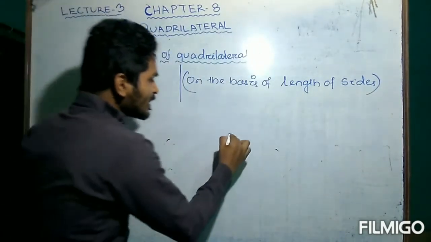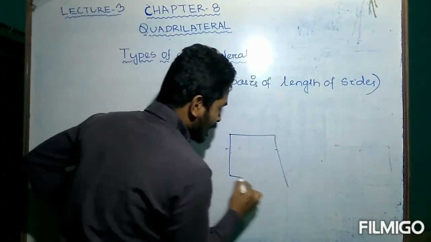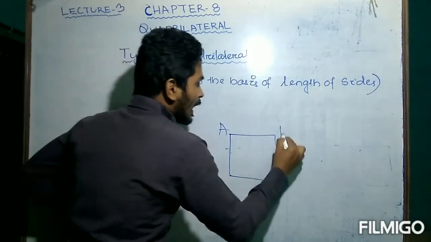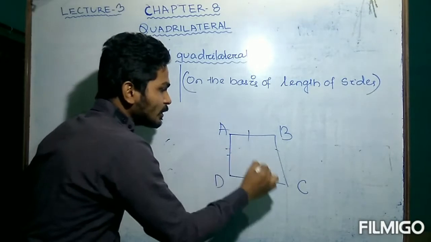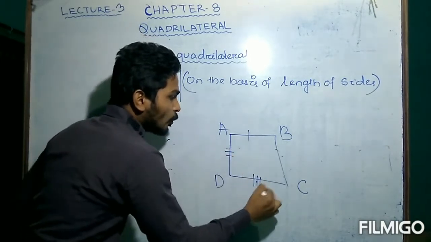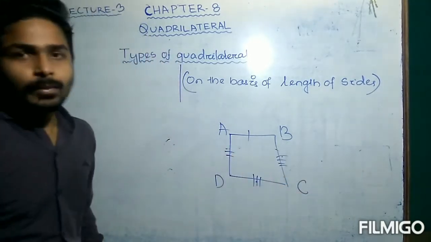So let us take a quadrilateral. Suppose this is a quadrilateral, right? And in this quadrilateral, how many sides do we have? Here we have 1, 2, 3, 4. We have 4 sides.